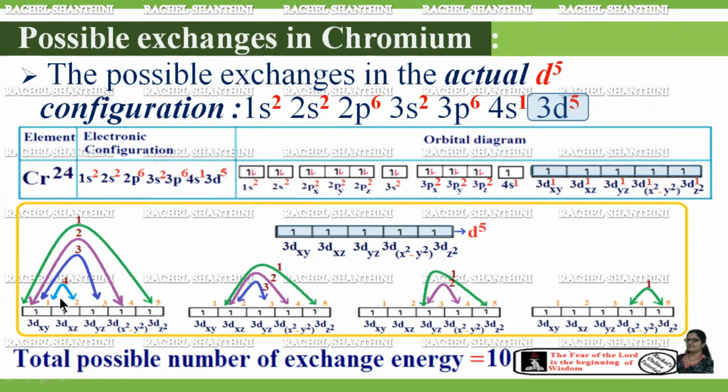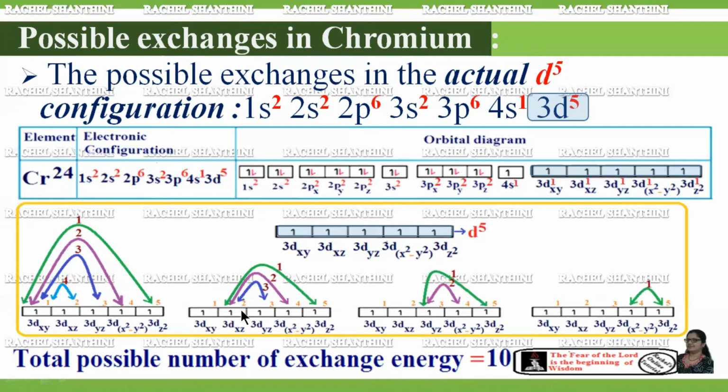This diagram shows us the exchange between the electrons in the first place to the second place, first place to the third place, first place to the fourth place, and first place to the fifth place. You could see all the arrow marks initially start from the first place, right? So how many possible exchanges are here? 1, 2, 3, and 4, right?